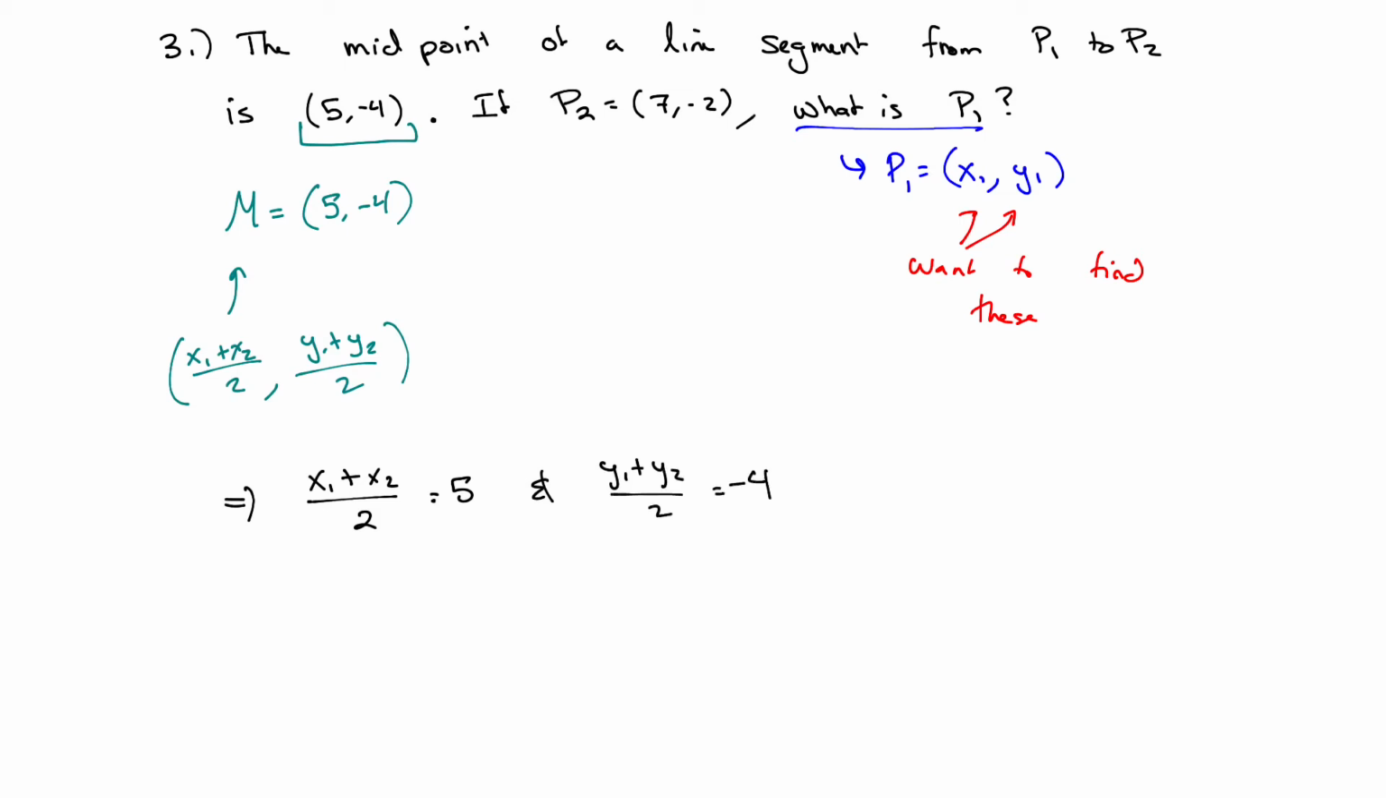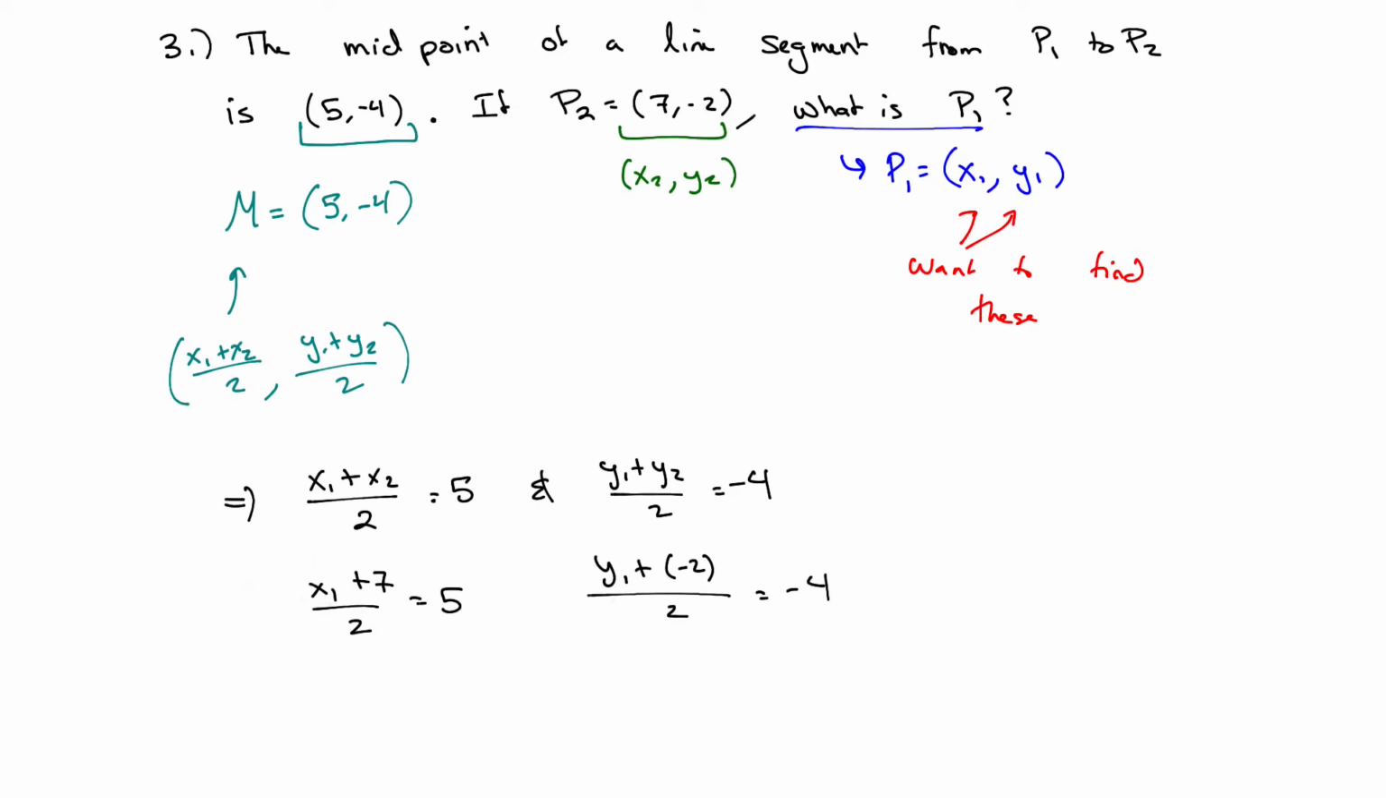And you may be thinking to yourself, well, Phil, that's two variables, you can't solve for one. But we already know one of them, right? I'm going to use a different color, green. This is my point x sub 2, y sub 2. We know what the values of x sub 2 and y sub 2 are. In particular, we've got x sub 1, our unknown, plus 7 divided by 2 is equal to 5. And we've got y sub 1 plus negative 2 over 2 is equal to negative 4.